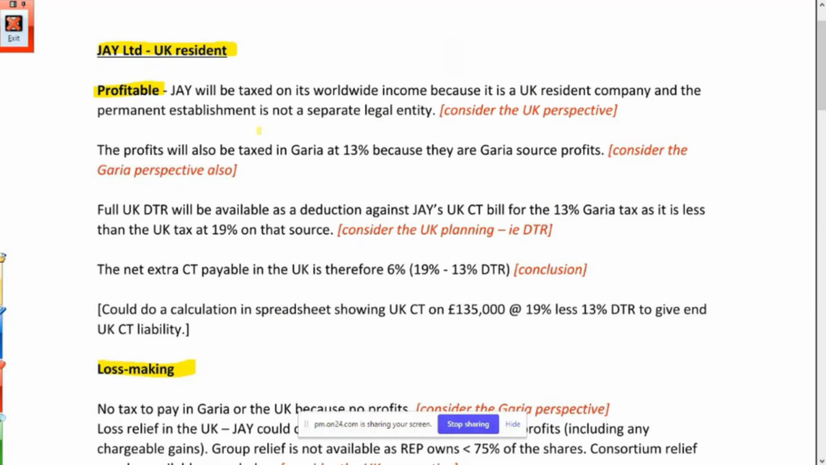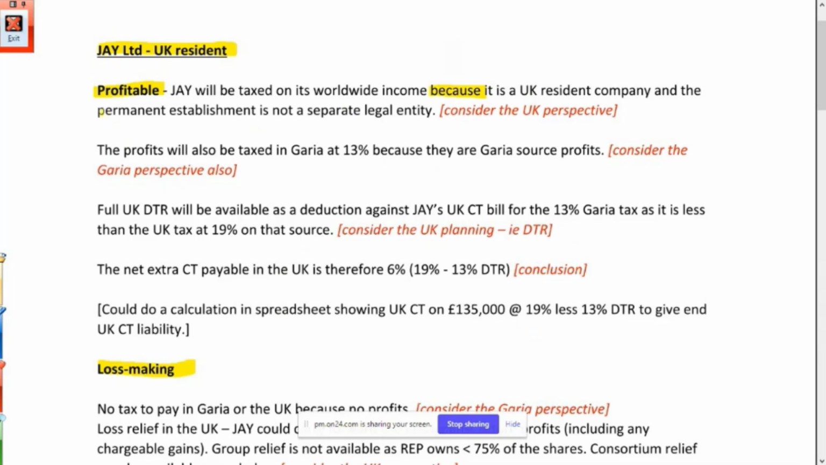So profitable. And don't be afraid to say stuff that is really basic, so long as it's technically correct and it's relevant to the scenario. It wants to see if you know the technical points and can you apply them to a scenario. So what I've said is J will be taxed on its worldwide income because it's a UK resident company. This is the section where I'm assuming it's UK resident. UK resident company, UK resident individual, they're taxed on their worldwide income and gains. And I've said J will be taxed on its worldwide income because, look at the word because. Okay, so I'm explaining the statement I just made, because it's a UK resident company.